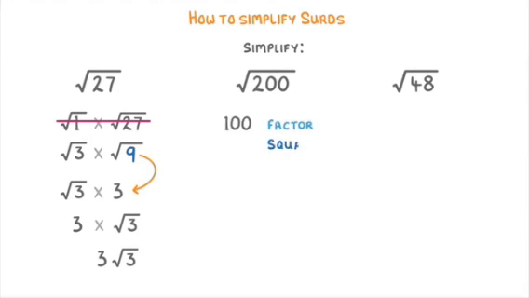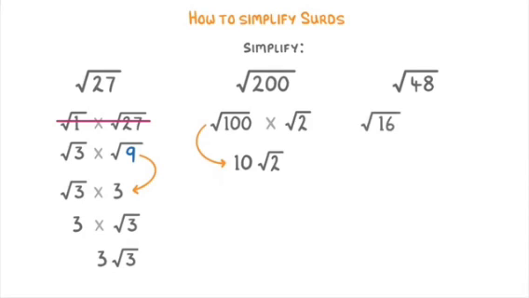Now for √200, we shall be using √100 times √2. This is because 100 is a perfect square, whose root is 10. So this will now give us 10 times √2, and that will be 10√2. That is the answer for √200.